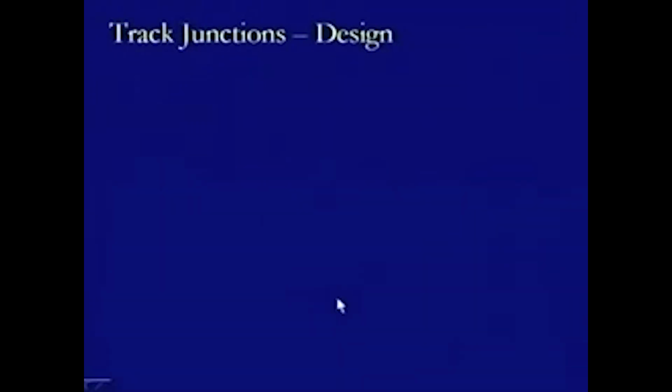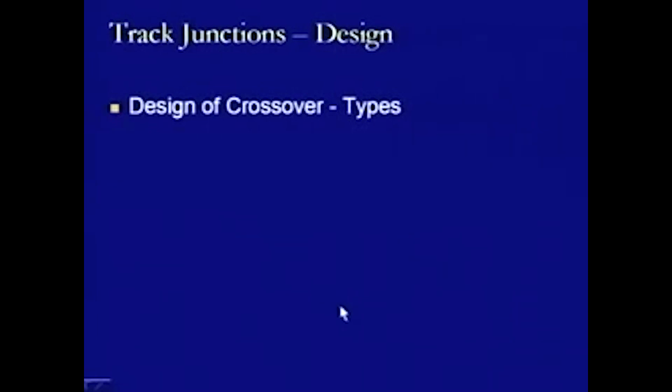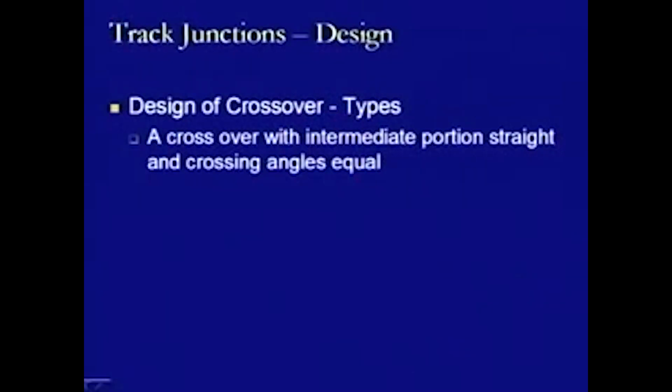Now, we come to the design part of the track junctions. In the design part of the track junctions, as defined previously, we will be looking at two designs: design of crossover and the design of diamond crossing. Now, within the design of crossover, there are three types of designs. A crossover with intermediate portion straight and crossing angles equal. That is one type of condition of a crossover.